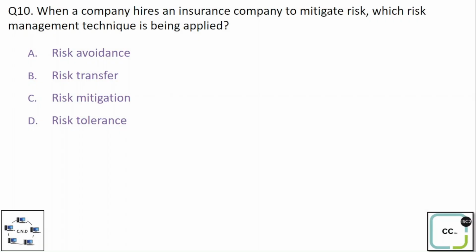Question number 10. When a company hires an insurance company to mitigate risk, which risk management technique is being applied? And the options are option A, risk avoidance, option B, risk transfer, option C, risk mitigation, and option D, risk tolerance. And the correct option is option B, risk transfer. So when you buy insurance to mitigate risk, it is the type of risk transfer technique.